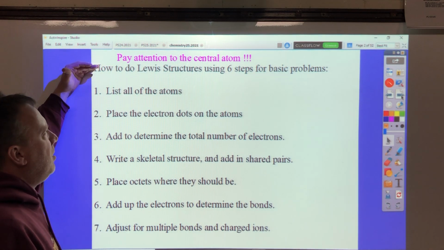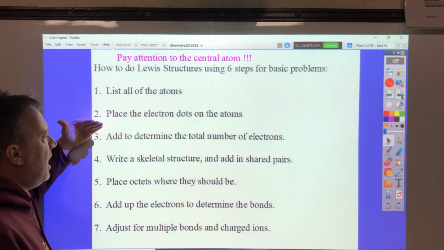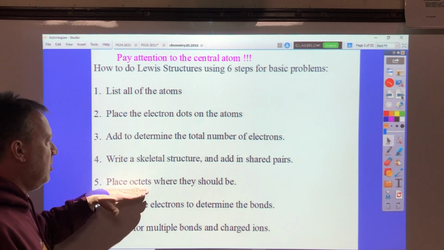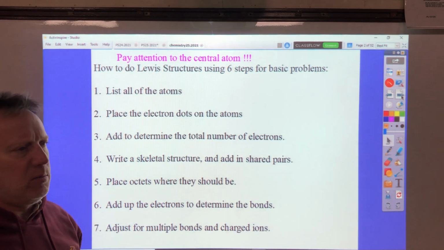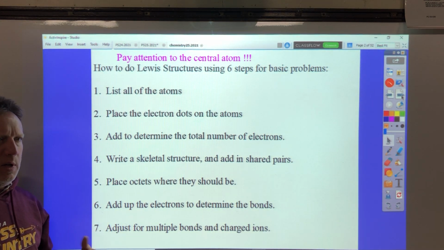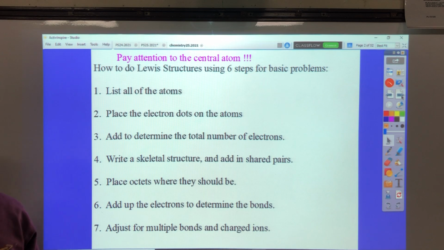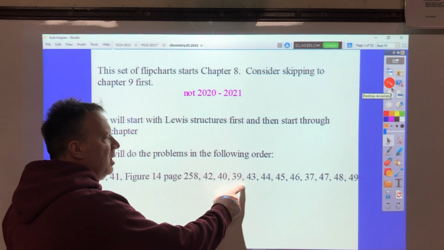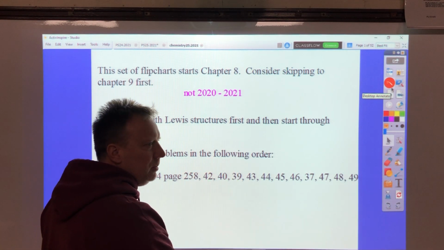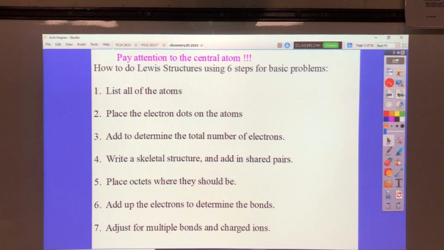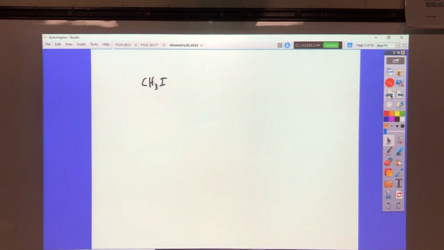But most basic problems, you're going to list the atoms and then place the electron dots on them, and then add them to determine the total number, then write a skeletal structure, and we'll add in shared pairs, and then place octets where they should be, and add up the electrons to determine the bonds. This sounds like a lot of steps. But once you do 3, 4, 5 examples, it starts to fall together. If you're honest to God working it and trying, you'll have that system down by the time you get to about here. And the best way to do them is to just do them. So let's do one. The first one is just an example.